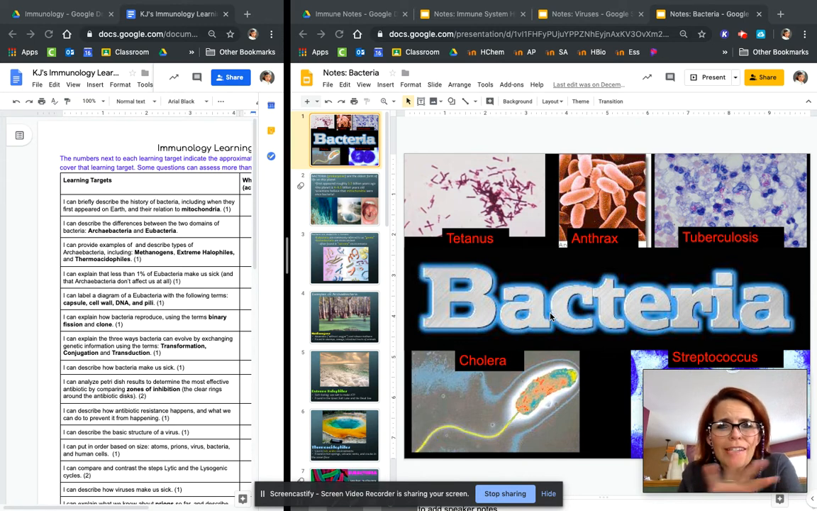You should be able to see two screens right now. On the left, I have our immunology learning targets, and on the right, I have the three sets of notes that we've done in this unit. So I thought I'd just kind of go back and forth. Once we've done this, I feel like you should be really ready to do your study guide, and then you can quiz yourself on your study guide.